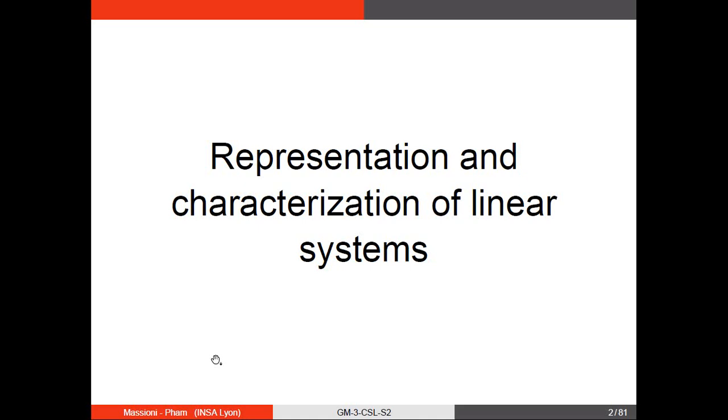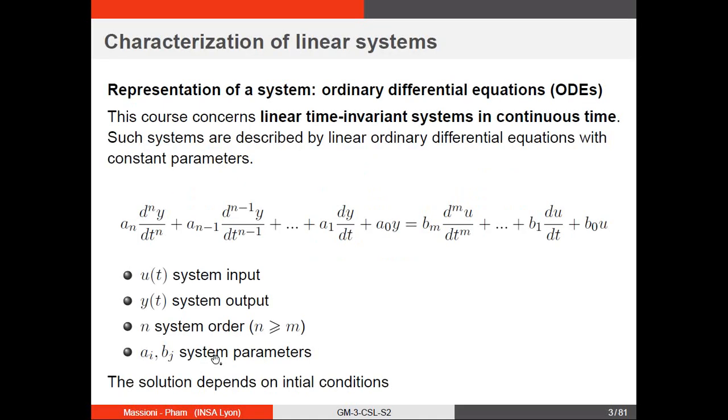The representation and the kind of model we look for a linear system are basically based on ordinary differential equations. This course concerns a linear time invariant system in continuous time. By time invariant, we mean that the coefficients of the equations do not change with time. By continuous time, we mean that the signals take values with t belonging to the dense set of the real numbers.